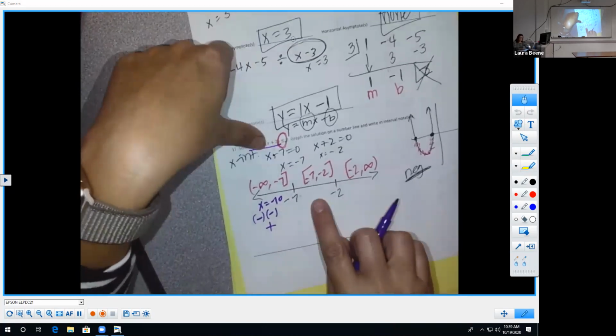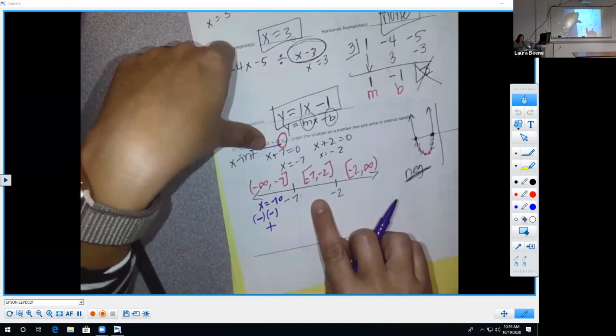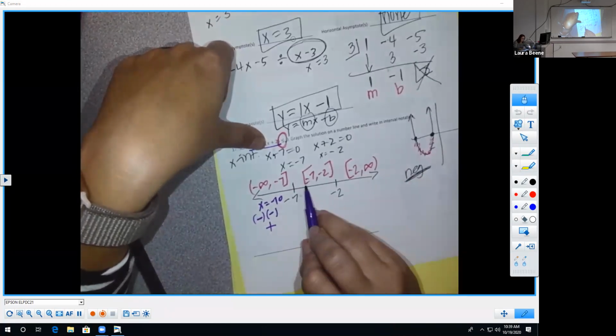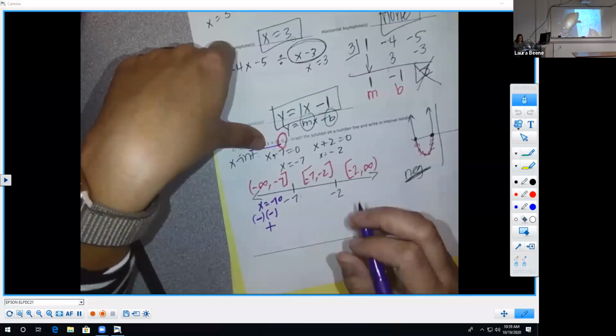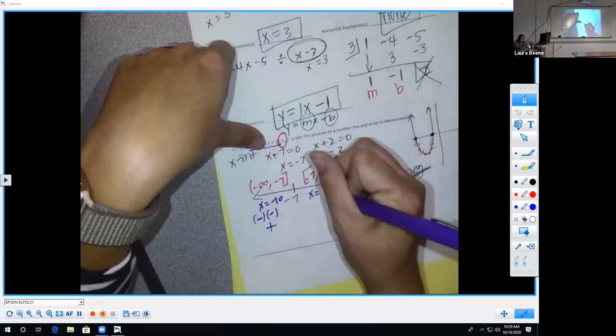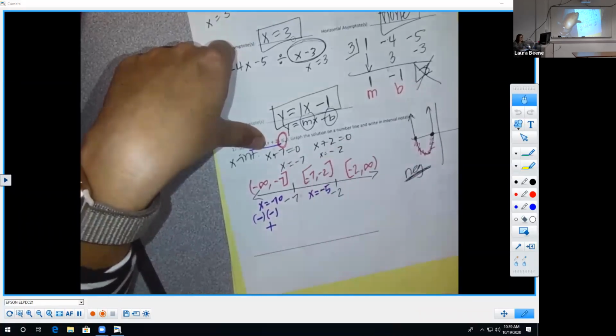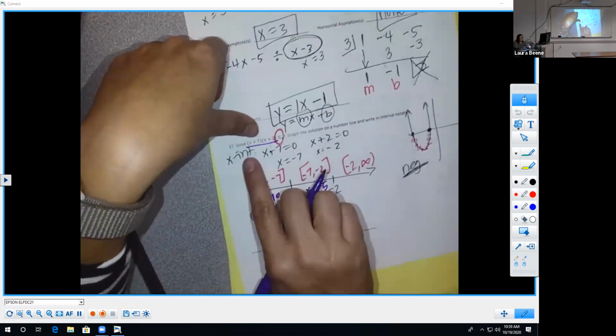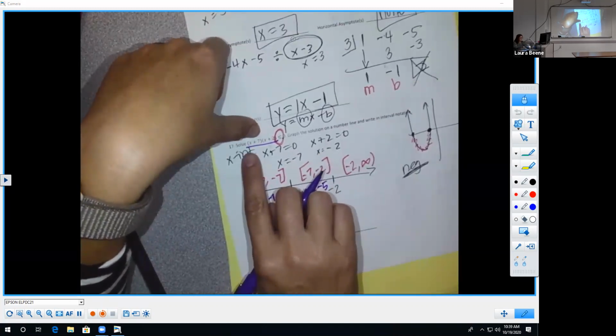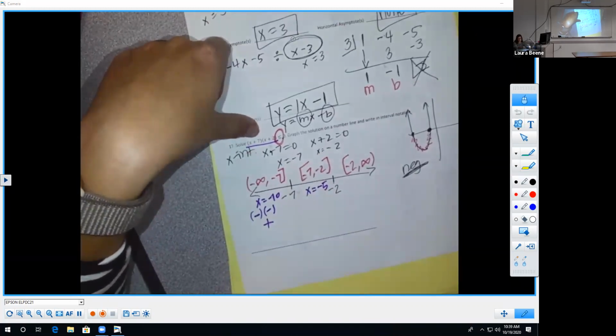Okay, so let's pick the middle part. Pick a number in between -7 and -2. Don't pick -7 or -2. -6, -5, it doesn't matter. Pick one of them. I'm gonna pick -5. I'm gonna do the same thing again. I'm gonna plug it into my problem. I don't care about the answers. You could do it if you want to. All I care about is the sign.